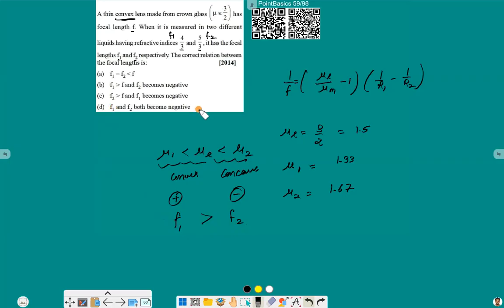And also we have to compare it with f, and f will be positive. From this we can write that f is inversely proportional to the refractive index of the lens. So f will be smaller than f1. So we can say f1 will be the greatest, then we will have f, and then we will have f2 as negative. So that is option B here.